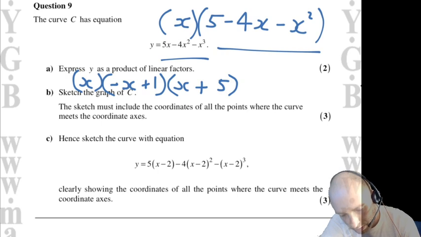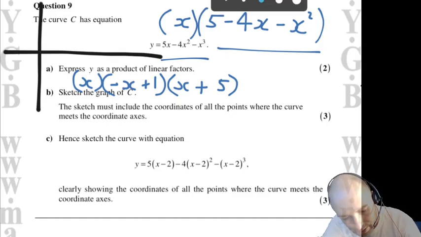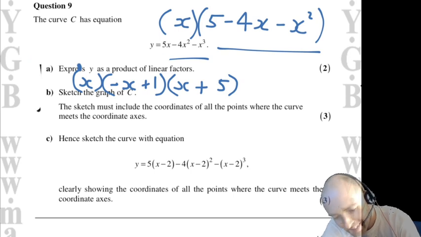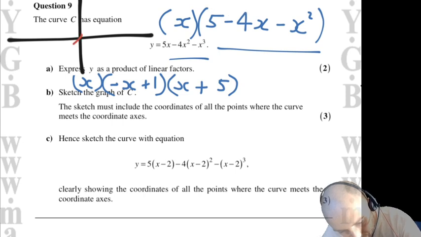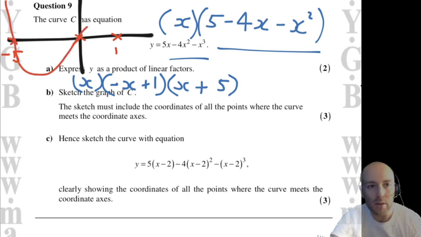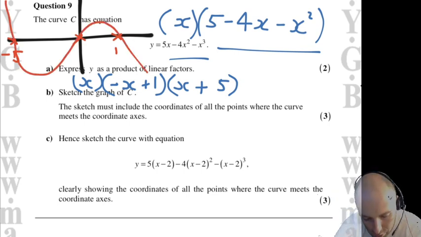Next, it wants me to sketch the graph for this one. So we have a root at 0. We have a root at x equals 1. And I've run out of space. Do that again. Root at 0, root at 1, and root at minus 5. It's a negative cubic. So something like that would do the job. Let me put all the coordinates in. Good.